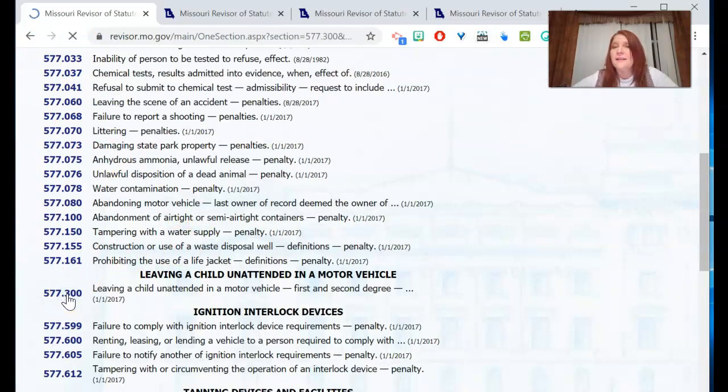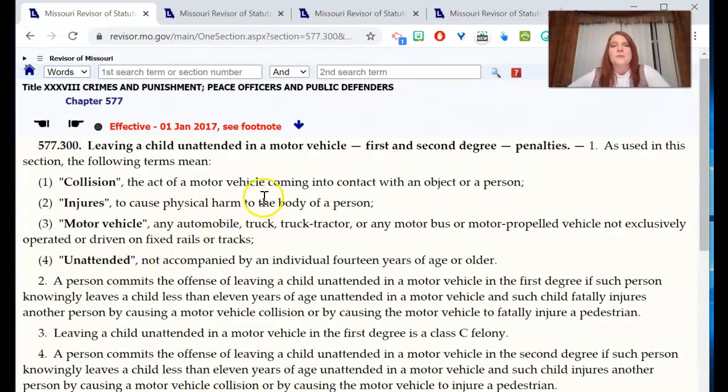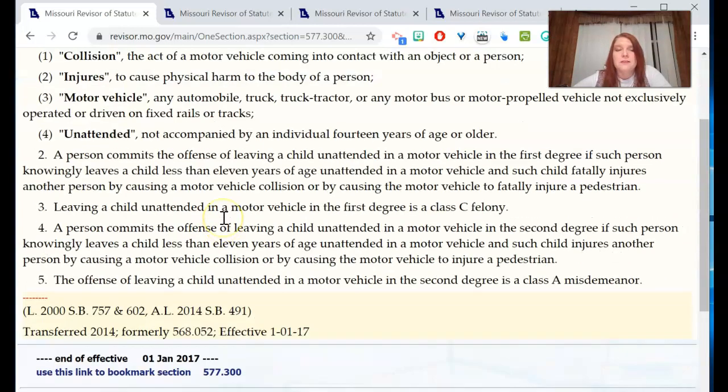We'll look at leaving a child unattended in a motor vehicle. So first off, it describes what these things are. Collision is vehicle coming into contact with an object or person. Injuries, physical harm. Motor vehicle, any automobile, truck, trailer. And unattended, meaning not accompanied by an individual 14 years of age or older. So if you're in a car with somebody who's 14 and you're 6, you're not unattended because there's a 14-year-old in there. But if you have like a 10-year-old with a 6-year-old, they'd be considered unattended if it falls under these categories of things that happen down here.